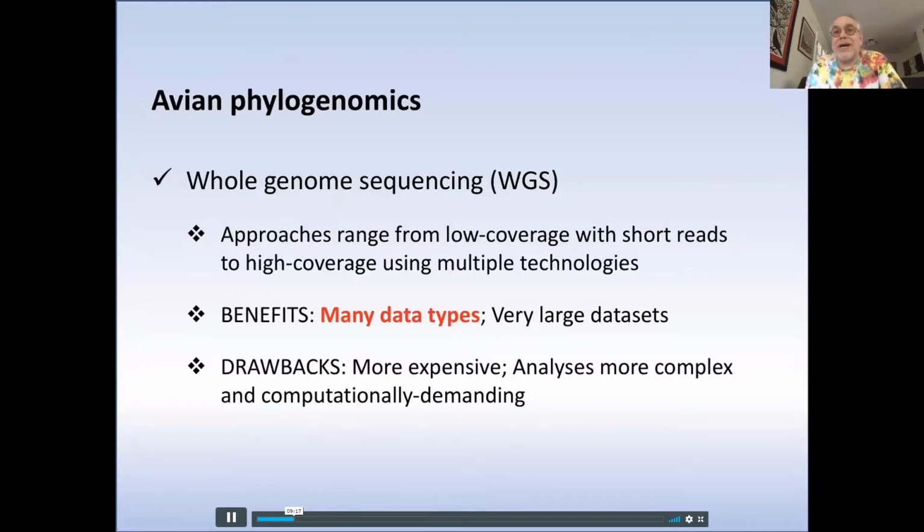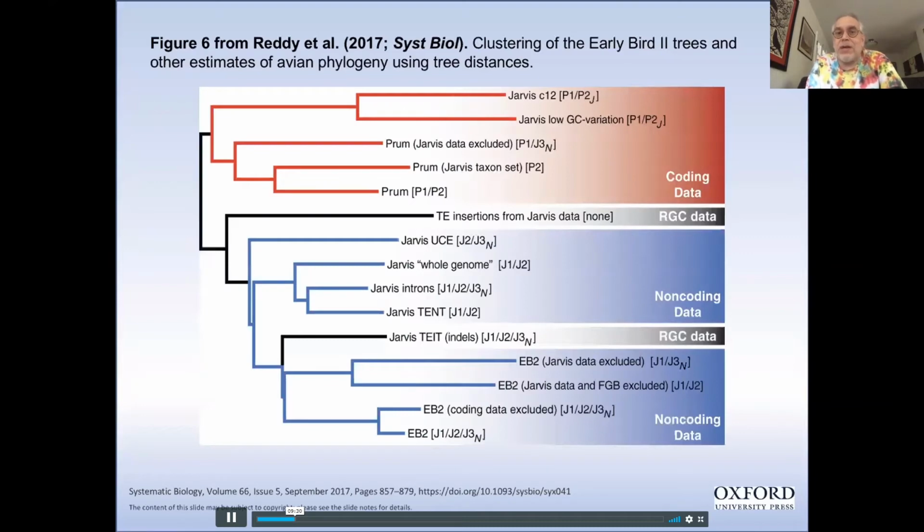So, can we resolve this using whole genome sequencing? As I said, there are a lot of benefits to this. One is many data types. Why does this matter? Well, I'm showing you here some analyses at the base of Neoaves. This is actually a tree of trees. So we're clustering different trees based on different data types.